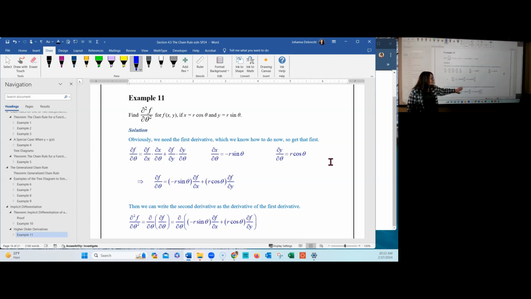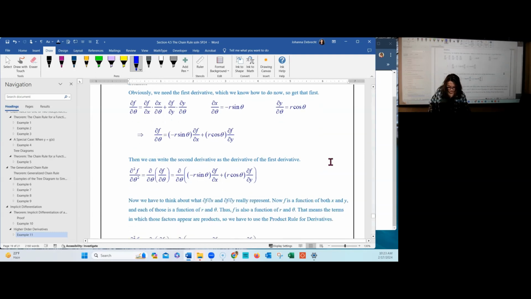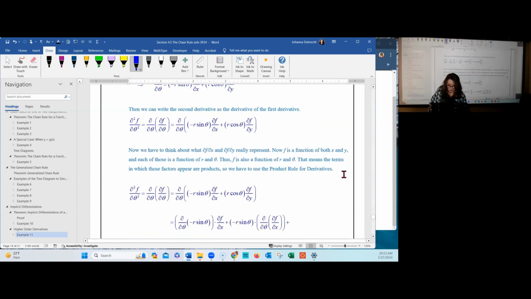In order to find the second derivative with respect to theta, again, we need to find the derivative of the first derivative. This means the partial with respect to theta of the partial of f with respect to theta, which means we're applying it to the sum of the two terms in the center of the screen. When we look at this, notice that, of course, we have theta in there. Now we have to think about what the partial derivative of f with respect to x and the partial derivative of f with respect to y really represent.